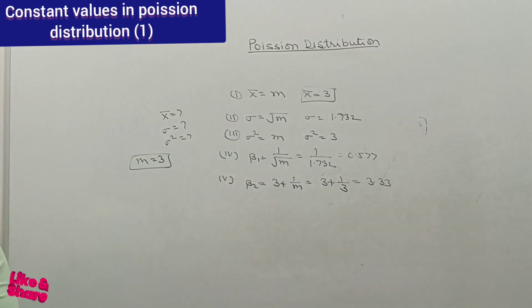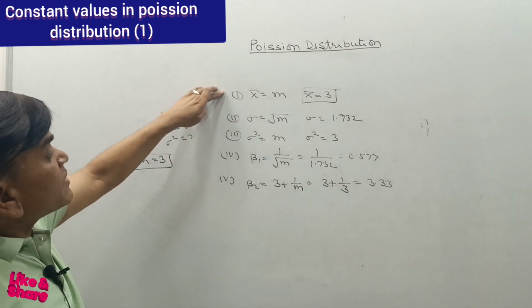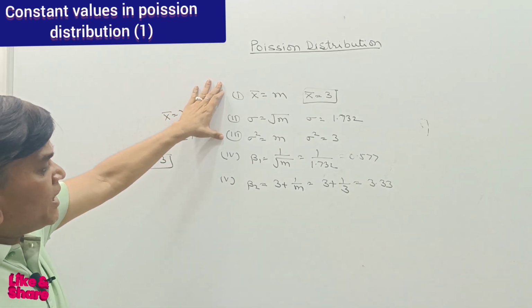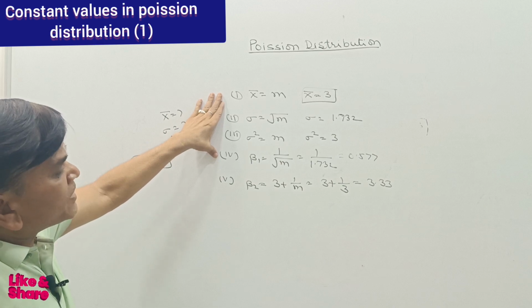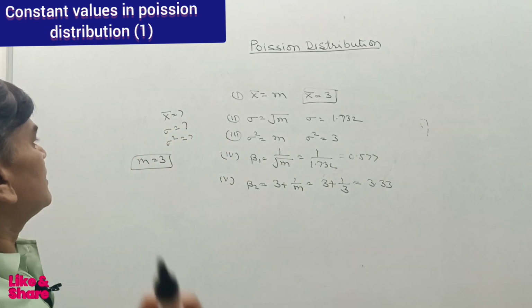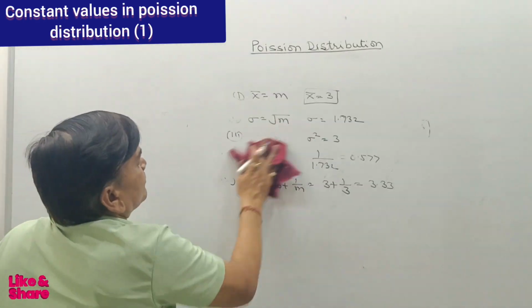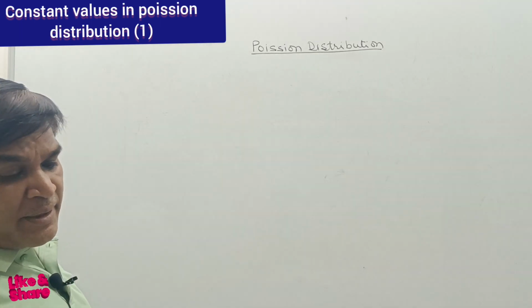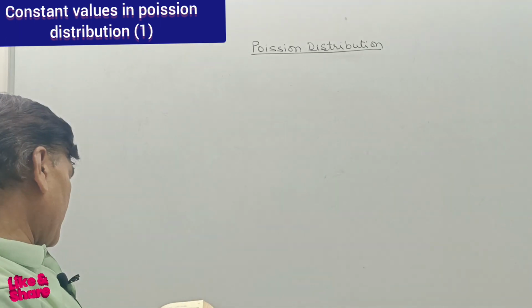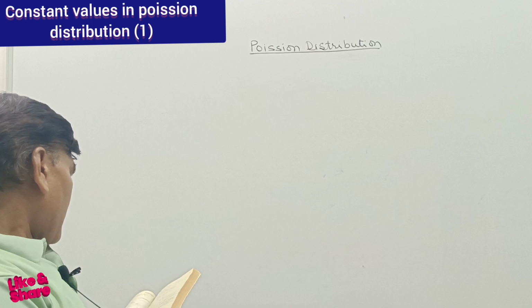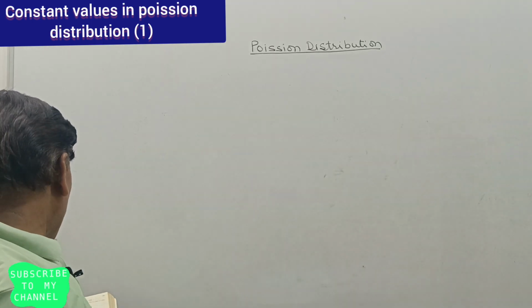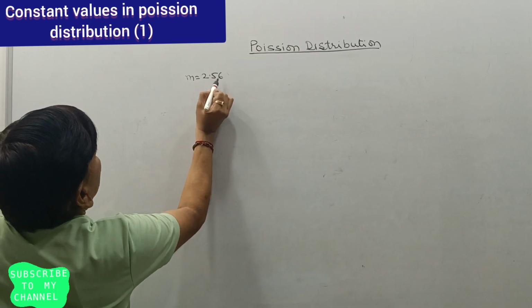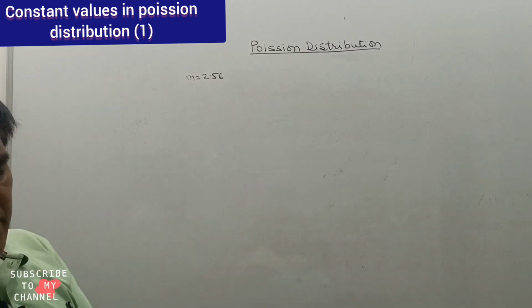So with the help of this, we can calculate the various measures of the Poisson distribution: arithmetic mean, standard deviation, variance, measures of skewness and measures of kurtosis. Now second question. With the help of this video, you may learn how to calculate the various measures of the Poisson distribution. In a Poisson distribution, the arithmetic mean is 2.56. Calculate other measures of the Poisson distribution.